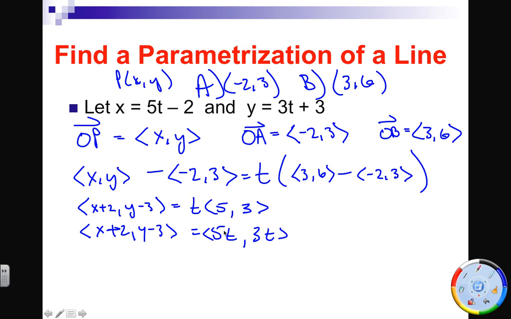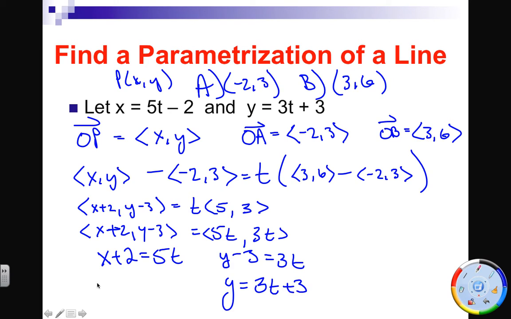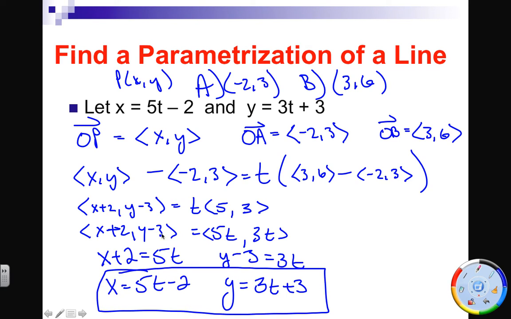Well, for equality of vectors, the first piece equals the first piece, and the second piece equals the second piece. So x plus 2 equals 5t, and y minus 3 equals 3t, and I just have to solve for y. So y is 3t plus 3, and x is 5t minus 2, and you notice we get the answer that I accidentally gave to you before we started.